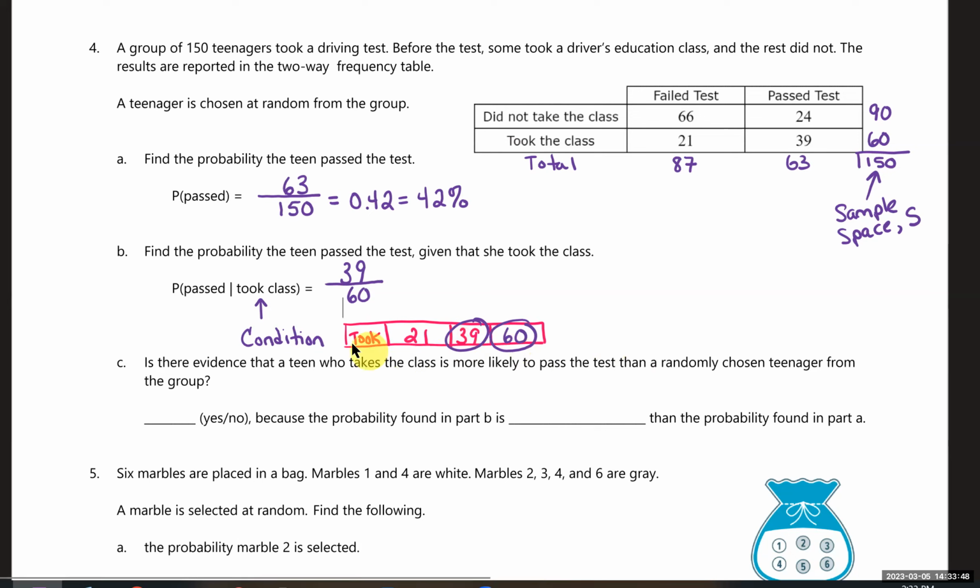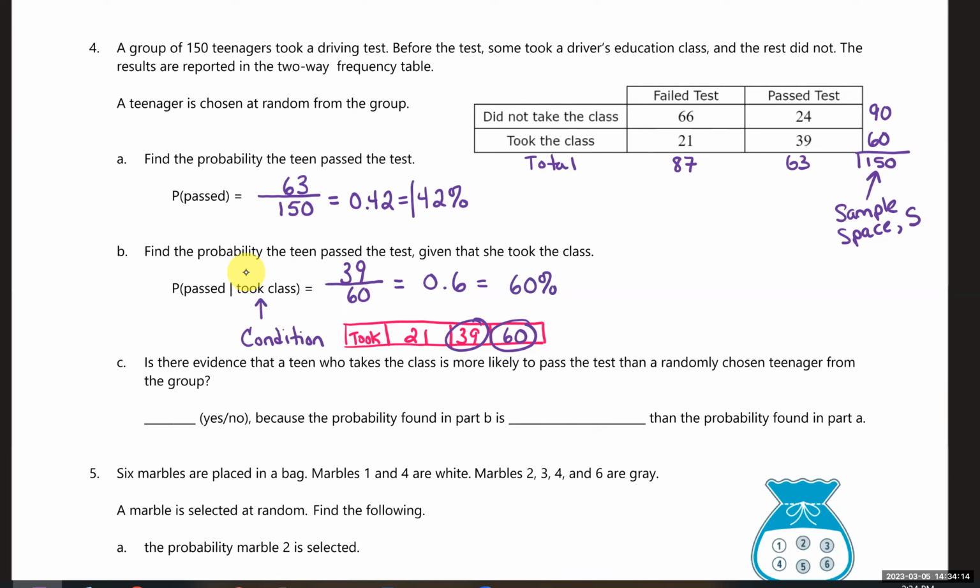I rewrote this across just to really emphasize that the whole table is obviously still here, but the condition restricts who you're allowed to consider. You have to ignore everybody else. If you're not part of the took-the-class group, then you're not part of this problem. And then I'm going to write that in decimal. If you divide that, you'll get 0.6 or 60%.